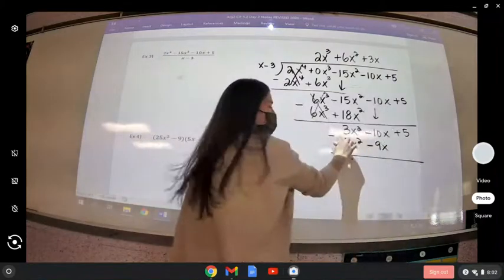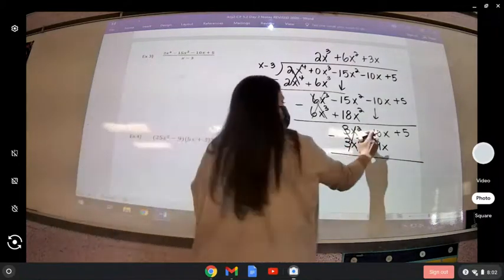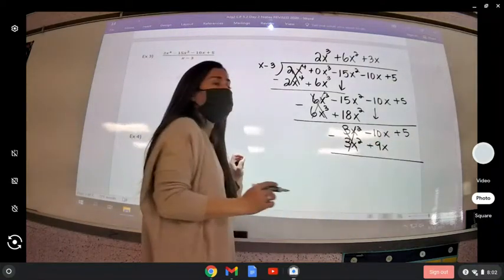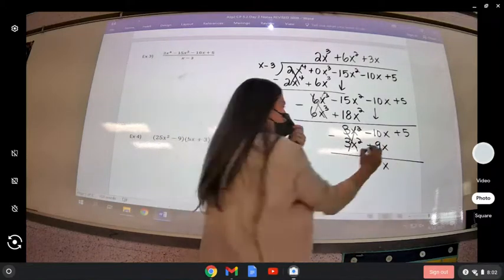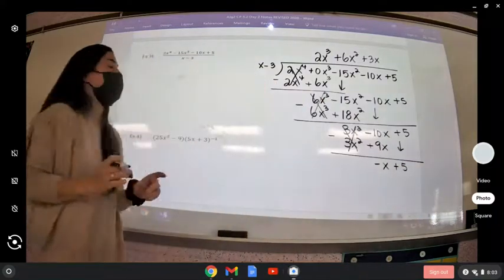All right, now we subtract. 3x squared, take away 3x squared cancels. That has to cancel. Negative 10x subtract negative 9 turns to plus. Negative 10 plus 9 is actually negative 1x. And then bring down the plus 5, and we have to do this one more time.